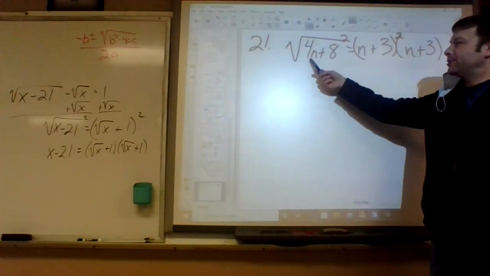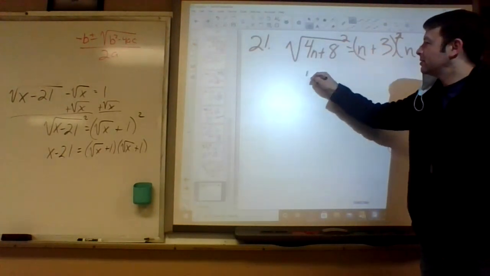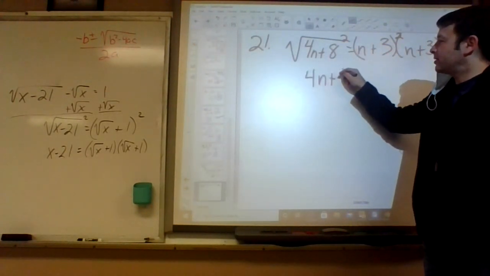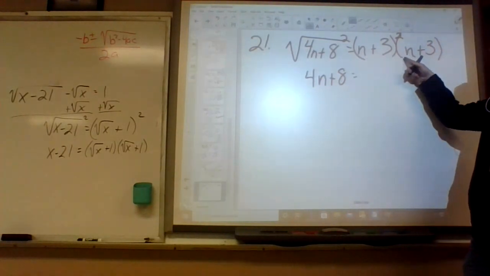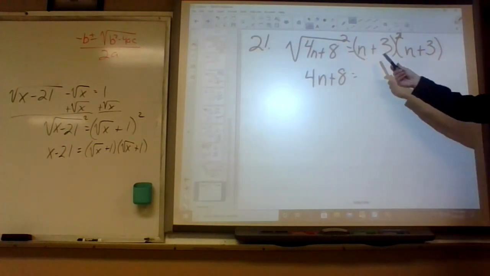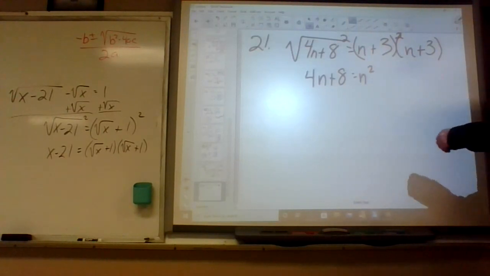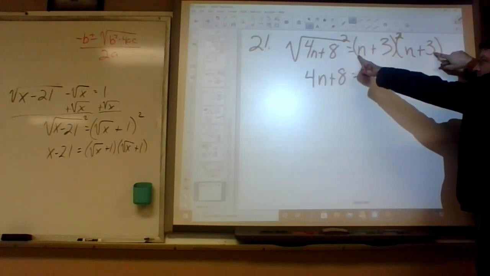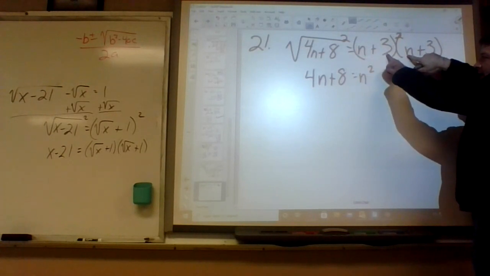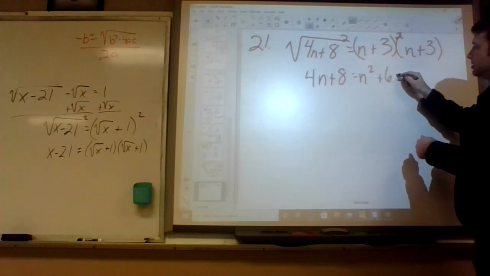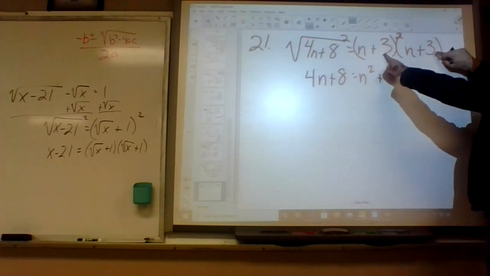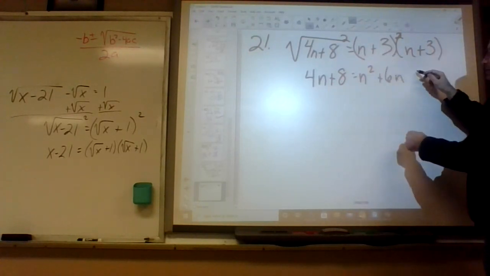The left side though is just what? 4n plus 8, that's not the hard part. The right side is a FOIL, it's not that bad though, you guys can FOIL. n times n is n squared. Remember you do outside 3n, inside 3n, that makes 6n. And then positive 3 times positive 3 is 9.